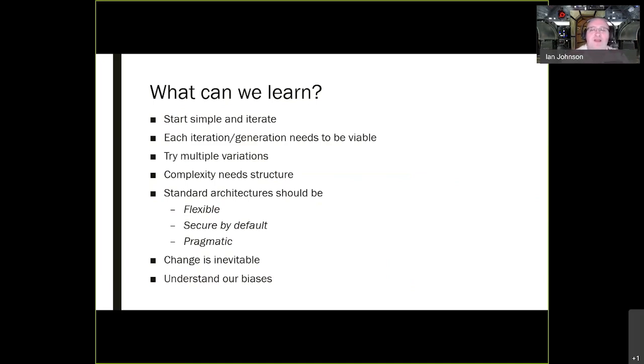But as we grow in complexity, we need structure. And we should think about standard architectures that are flexible, that are secure by default, and that are pragmatic. We don't have to go for complete purity. We have to be able to adjust to what is needed around us and adjust quickly. Change is going to be inevitable. And if you're not building yourself for change, then you're probably going to become extinct. And we should be better at understanding our biases.